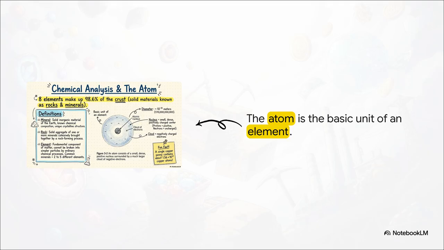So, what are those individual Lego bricks actually made of? Elements. And get this, just 8 elements make up a staggering 98.6% of the Earth's entire crust. The most common ones by far are oxygen and silicon. The basic unit of these elements is, of course, the atom, with its positive nucleus and a cloud of negative electrons. To put the sheer scale of this into perspective, a single copper penny contains about 1.56 times 10 to the 22nd power of copper atoms. That is a mind-boggling number.